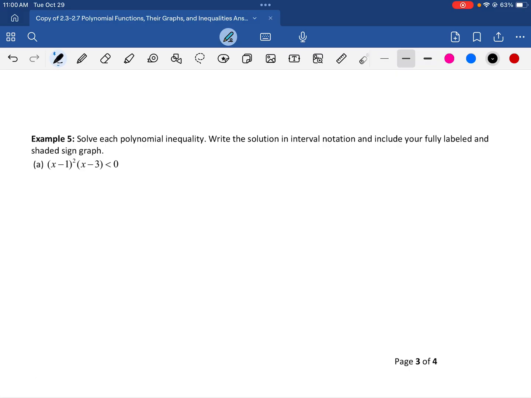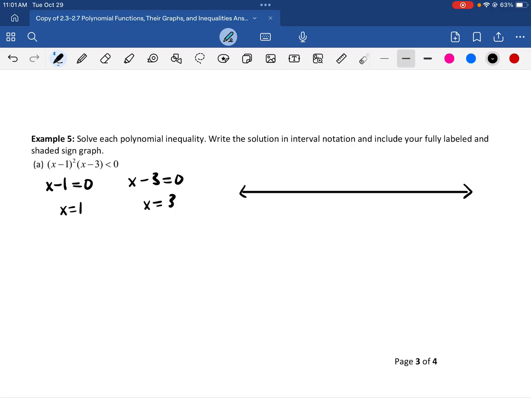Example 5. This one is actually a polynomial. Now the first one was a quadratic, which is a polynomial, but it was specifically just quadratic. Looking at this one here, it is already factored for us, which is nice. So to figure out my x-intercepts, I'm going to set those factors equal to 0. I'm going to get x equals 1 and x equals 3. I'm going to draw myself a number line, and I'm going to put those values on it. So I have 1 and 3.